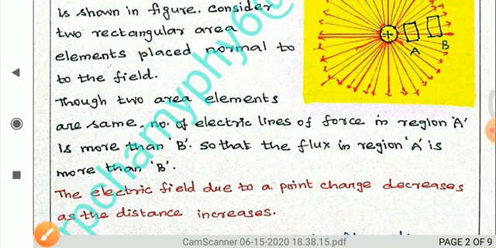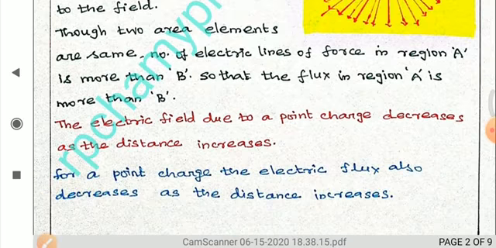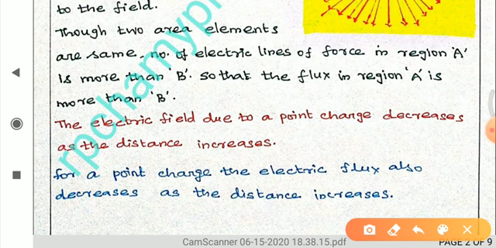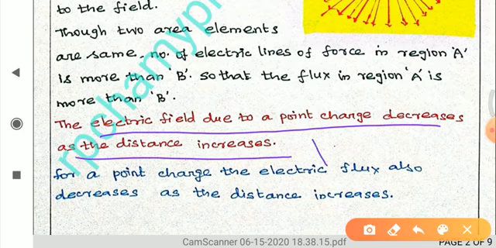So that I wrote here, the electric lines of force are more in region A and less in region B. So from this diagram, we can understand that electric flux is more in region A and electric flux is less in region B. Okay, so the electric field due to a point charge decreases as the distance increases. It is an important 1 mark question. If the distance is increased, automatically the electric field will be decreased.